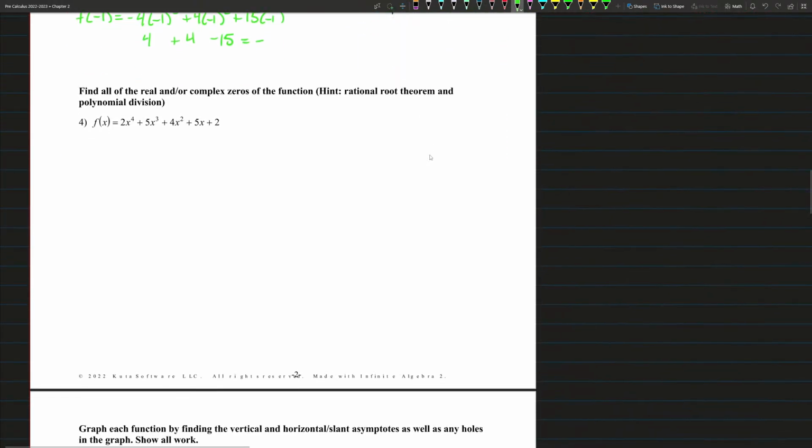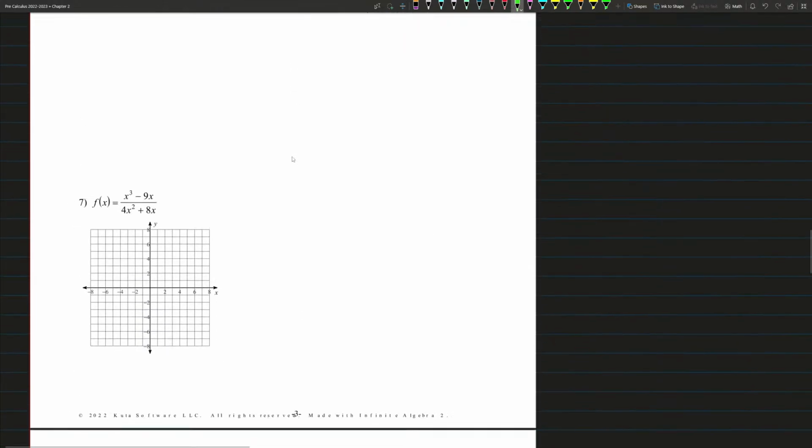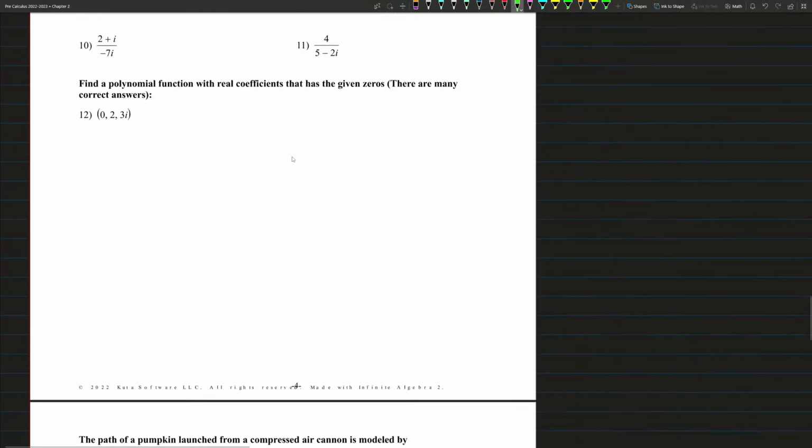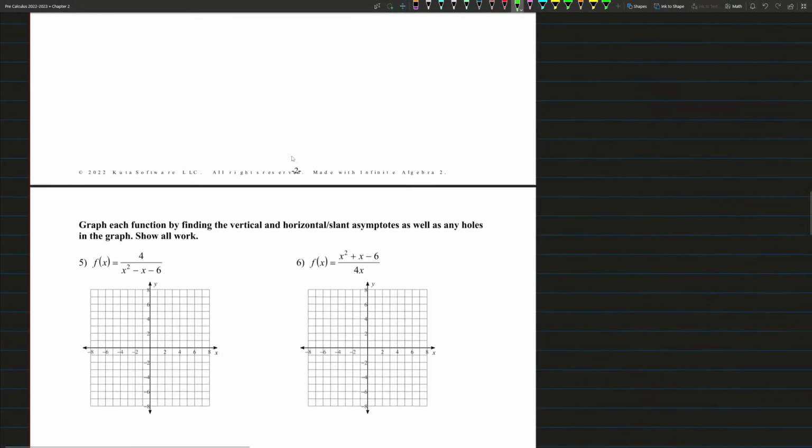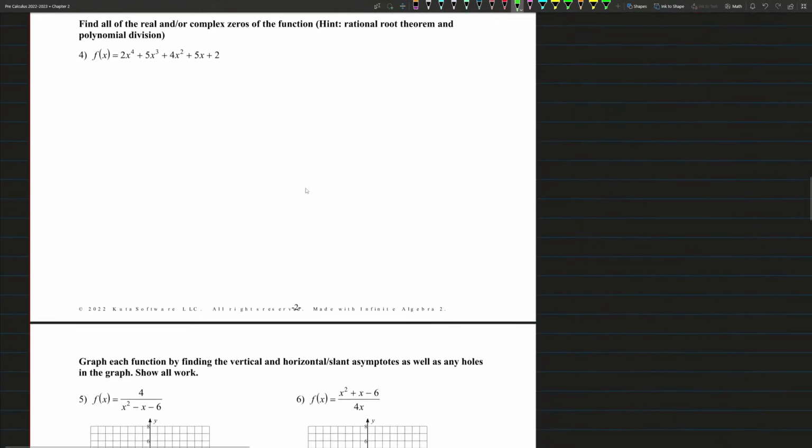Number 4, find all of the real and or complex zeros of the function, hint, rational root theorem and polynomial division. All right, so this is a lot. And I might actually decrease this test now that I'm looking at it. So if anything, this might be a little bit shorter, but that's okay. Find all of the real and complex zeros of the function. So I'm asking you to use the rational root theorem and then use division in order to find those.